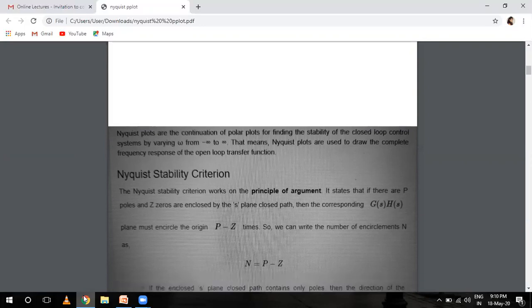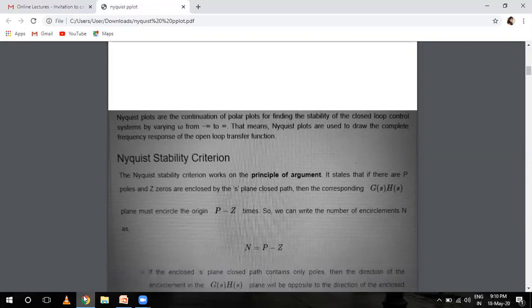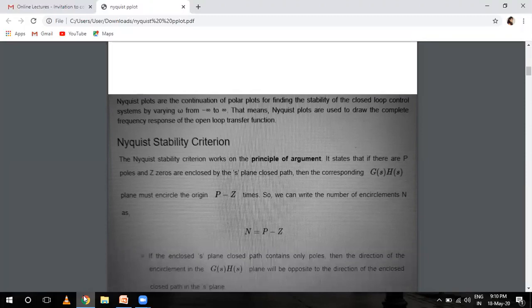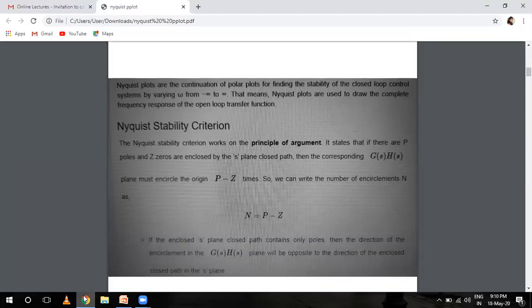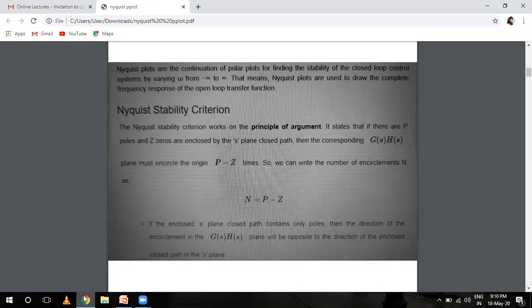Nyquist stability helps in that criteria. Nyquist stability works on the principle of argument, and it states that if P poles and Z zeros are enclosed by the S-plane closed path, then the corresponding G(s)H(s) plane must encircle the origin P minus Z times. So we can write the number of encirclements N is equal to P minus Z.